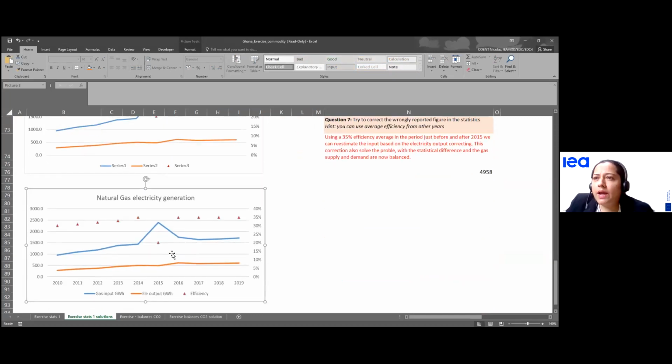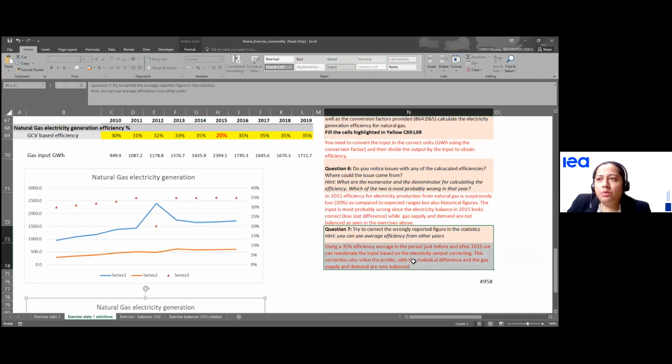And then try to correct the wrongly reported figure in the statistics. So here, when we have this kind of problem, we would try to fix the calorific values. So here we know that in 2014 it's 35%, in 2016 it's also 35%. So we can estimate that in 2015 a correct value would be 35% as well. So here, using this 35% efficiency, we can back calculate the input of natural gas for electricity generation.